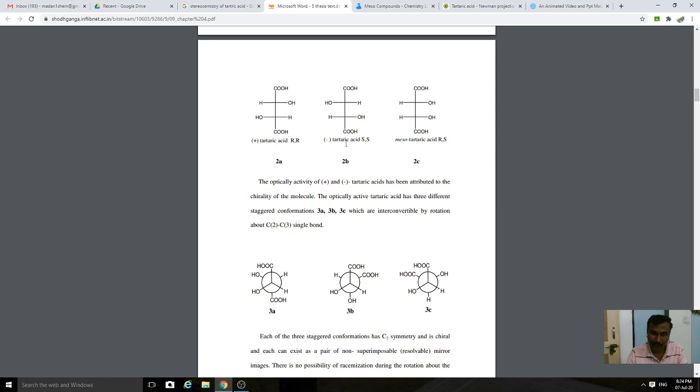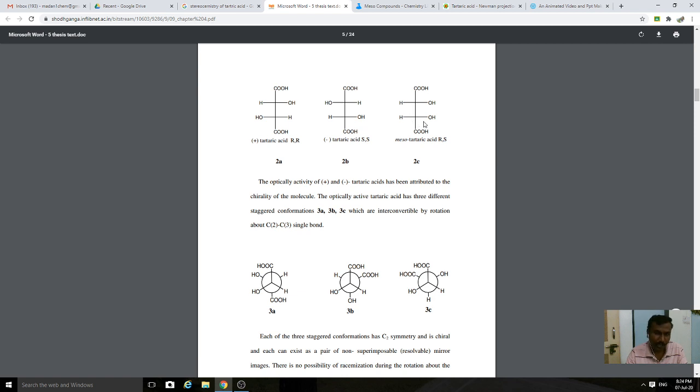Its mirror image is the levo form of tartaric acid, and the third stereoisomer is mesotartaric acid. The difference between the dextro, levo and mesotartaric forms is that in the dextro and levo forms, like atoms, the hydroxy groups as well as the hydrogen atoms, are on different sides of the structure, but in the meso compound the like atoms are on the same side. So this is the meso form of tartaric acid.